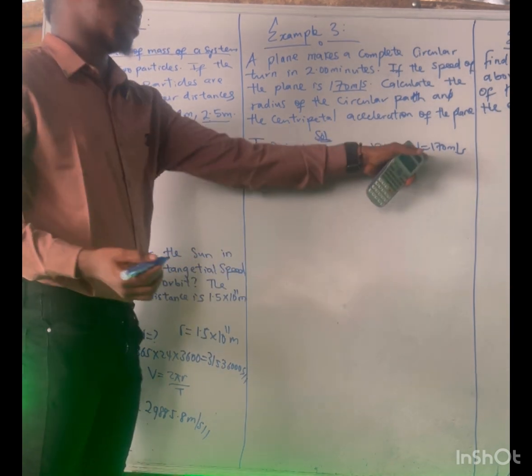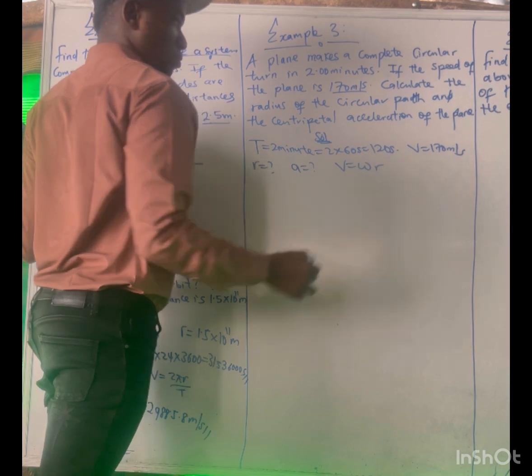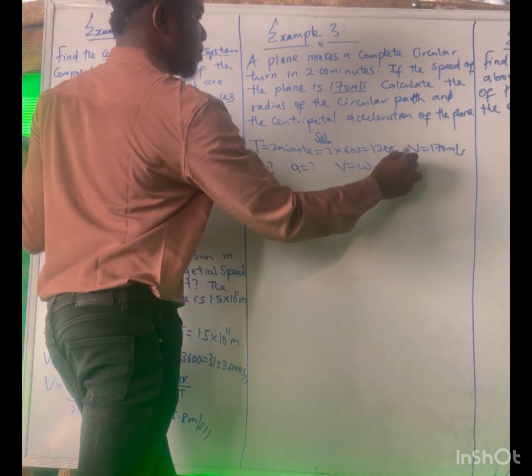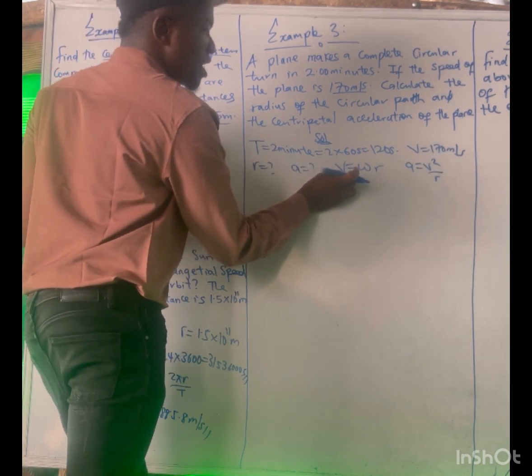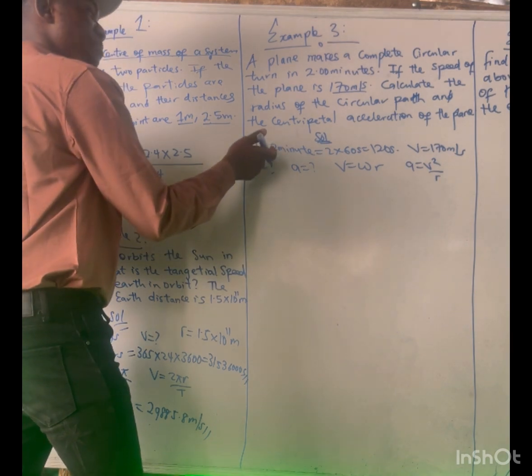Since I have V and I'm looking for R, I just have to remember that my V is equal to omega R. Since I'm looking for the centripetal acceleration, that simply means my A is equal to V squared over R. So this is why I have to get my V before I can get my A. But I'm given the period T.